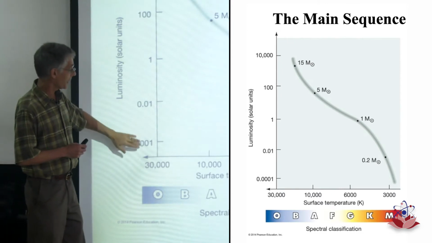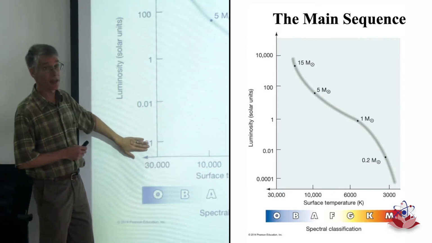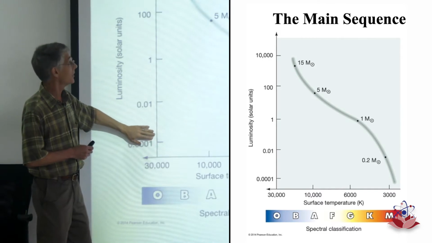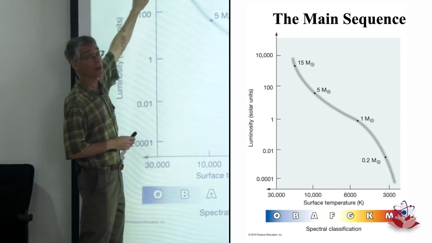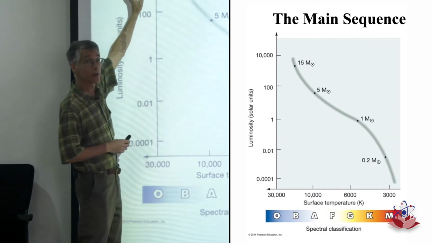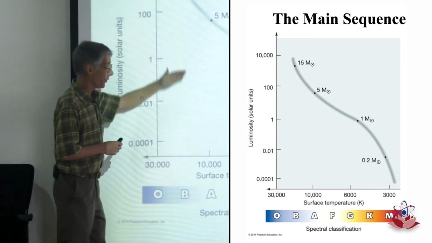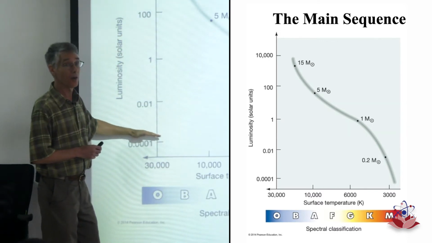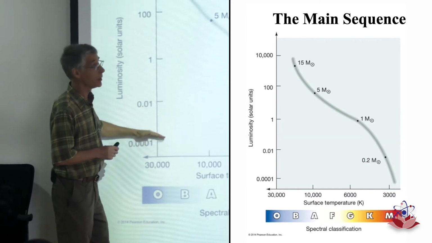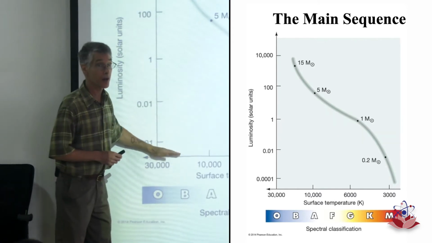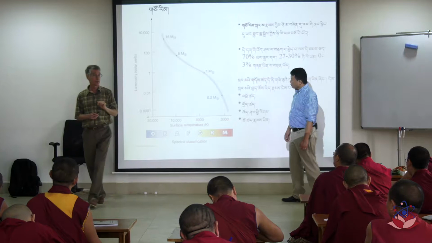Look at the luminosities, though, which go from 1/10,000th the brightness of the luminosity of the sun to 10,000 times, well, and even more, the luminosity of the sun. So there is almost a factor of 1 billion between the faintest star and the brightest star.